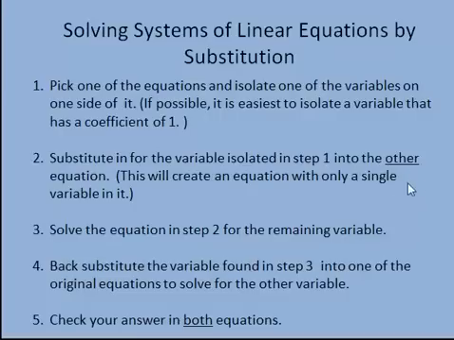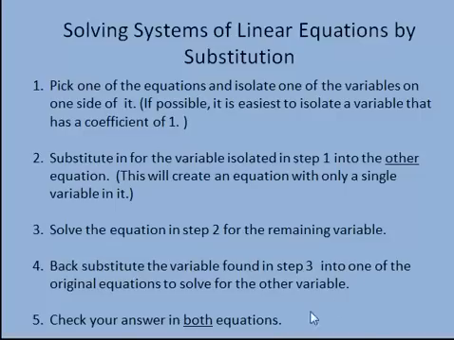Once you have that, since you have an equation with a single variable, you're going to solve for that variable. That's what step 3 says here: solve the equation in step 2 for the remaining variable. Step 4, take that variable that you just found and back substitute it into the original equation to find the other coordinate. Because remember, this is a point where they're going to cross, so you need an x and a y value. You're going to find one of them in step 3. To get the other coordinate, you'll go back in step 4 and substitute into the original equation.